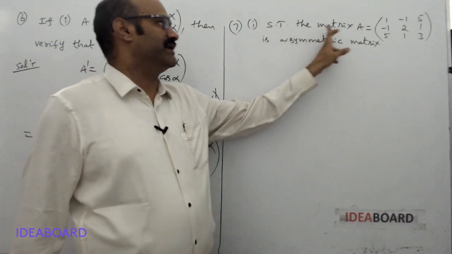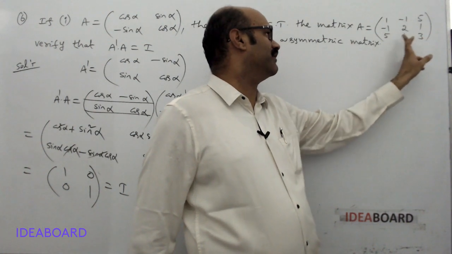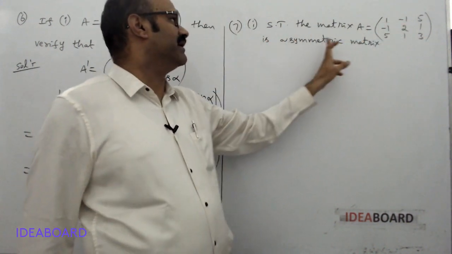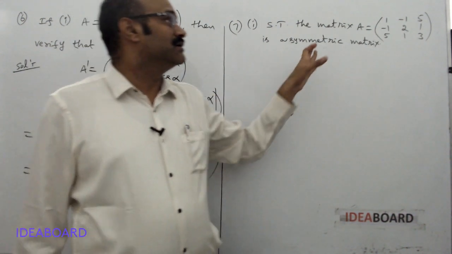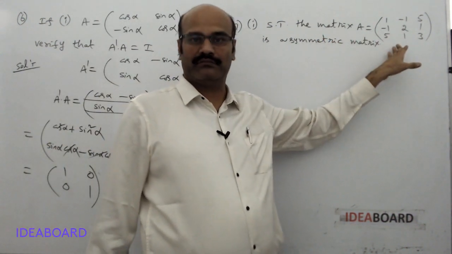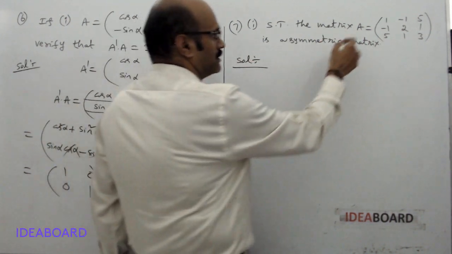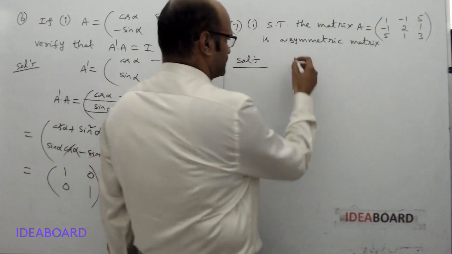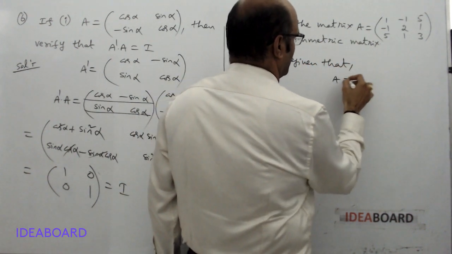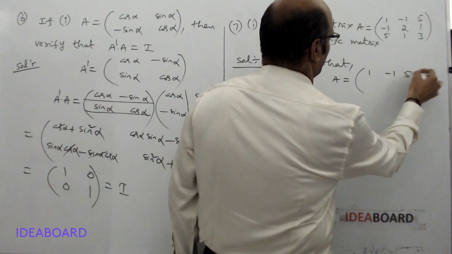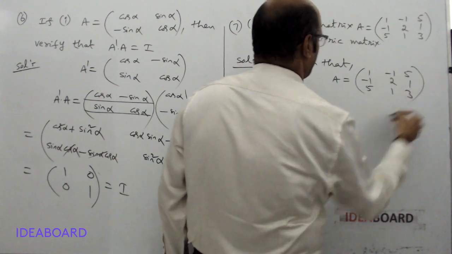Show that the matrix A equal to 1, minus 1, 5, minus 1, 2, 1, 5, 1, 3 is a symmetric matrix. The definition of the symmetric matrix is A transpose equal to A. Solution. Given that A equal to 1, minus 1, 5, minus 1, 2, 1, 5, 1, 3.